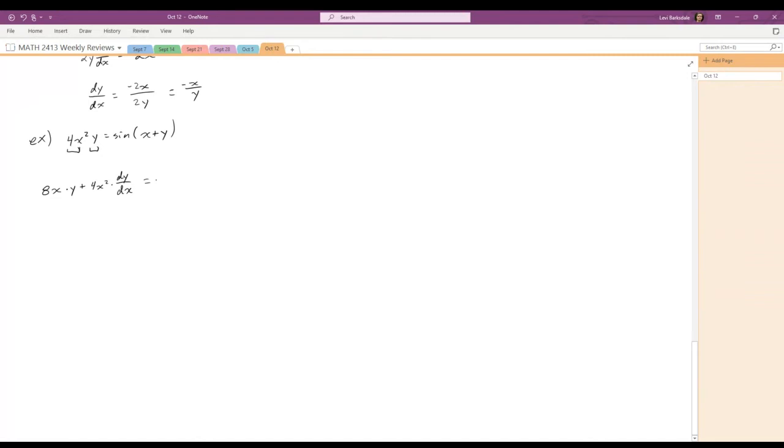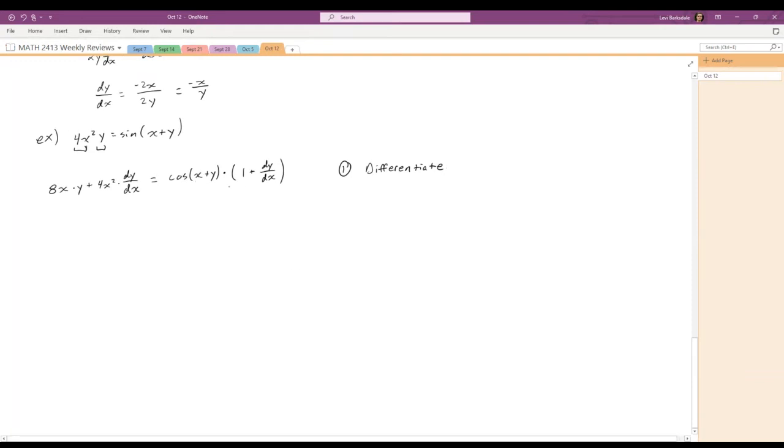For the right-hand side, the derivative of sine is cosine. I leave the inside alone, and then I multiply by the derivative of the inside. Derivative of x is just 1. Derivative of y is dy dx. Now, my first step was to differentiate. My next step is I'm actually going to distribute cosine of x plus y to 1 and to dy dx.